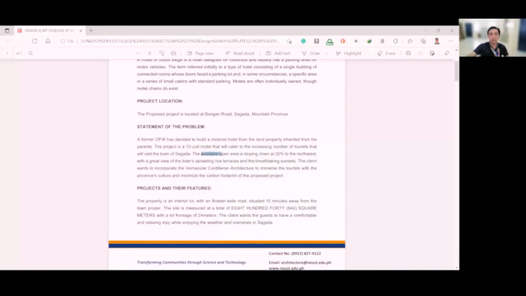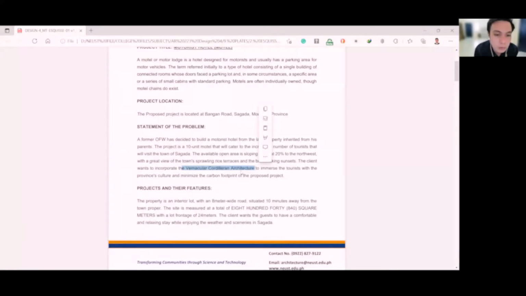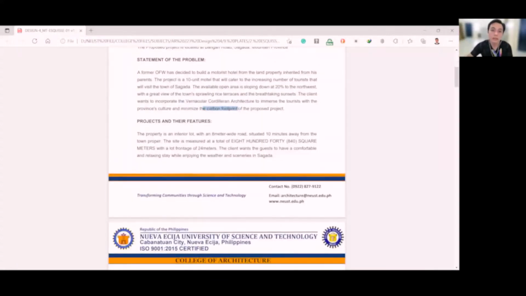So the available open area is sloping down 20% at northwest, with a great view of town's sprawling rice terraces and the breathtaking sunsets. The client wants to incorporate vernacular Cordilleran architecture to immerse the tourists with province culture. And minimize the carbon footprint. So research more on this carbon footprint, how you can minimize it in your project.